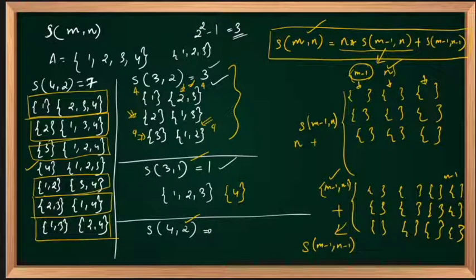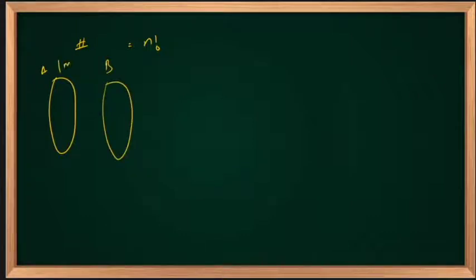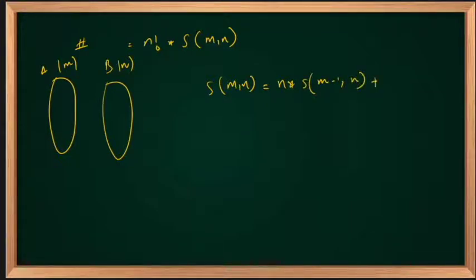So this will be the recurrence relation to find the number of n partitions of a set of size m. That will be equal to n into S of m minus 1 comma n plus S of m minus 1 comma n minus 1. Okay, so the number of onto functions: let's assume you have set A and set B, and the size of A is M and the size of B is N. Then the number of onto functions will be equal to N factorial into S of M comma N, where S of M comma N will be equal to N into S of M minus 1 comma N plus S of M minus 1 comma N minus 1.